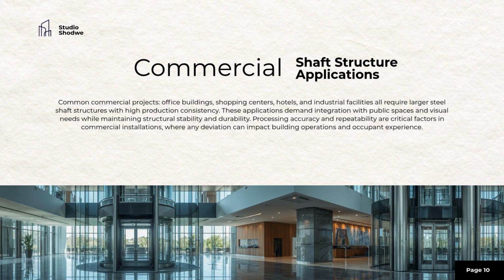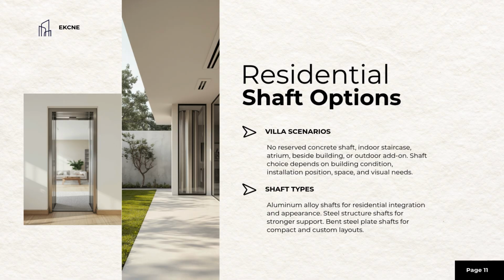Commercial shaft applications. For commercial projects, shaft structures may be required in office buildings, shopping centers, hotels, and industrial facilities. These projects often require larger steel shaft structures and stronger production consistency. A shopping center may need a shaft that integrates with public space. A hotel may require both structural stability and visual coordination. An industrial facility may focus more on durability and practical installation. In these cases, processing accuracy and repeatability become important. If the shaft structure varies between floors or does not match the elevator layout, installation becomes slower and more uncertain.